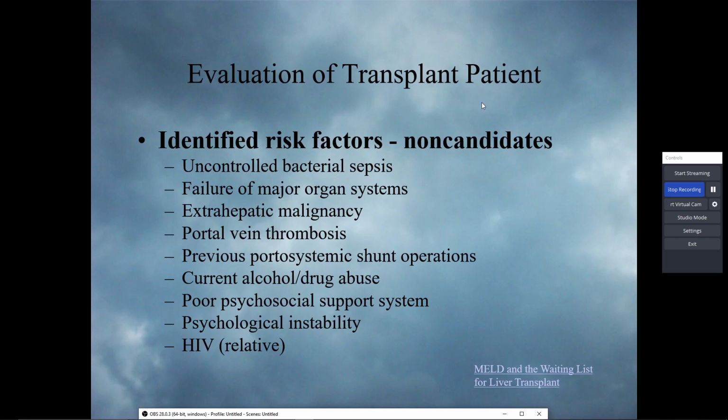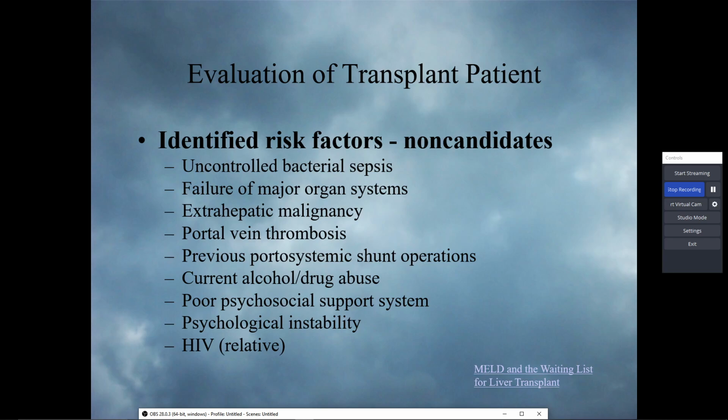We look at everything. We look at sepsis, bacterial and viral. We look at organ failure, multisystem versus singular, extrahepatic malignancy, which I just mentioned, portal vein thromboses and blood flow impairments that can decrease perfusion to the organ itself. Previous portosystemic shunt operations, current alcohol or drug abuse. You've got to be clean. You're not getting a liver. You cannot be consuming alcohol or drugs or any substances and expect to get a liver.